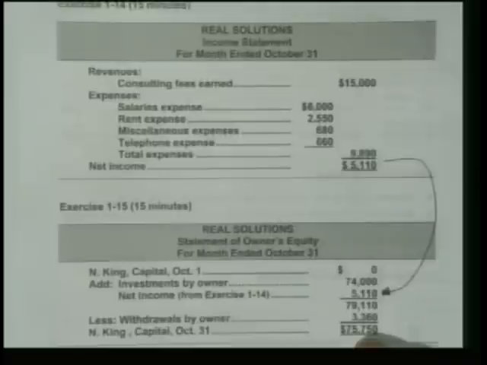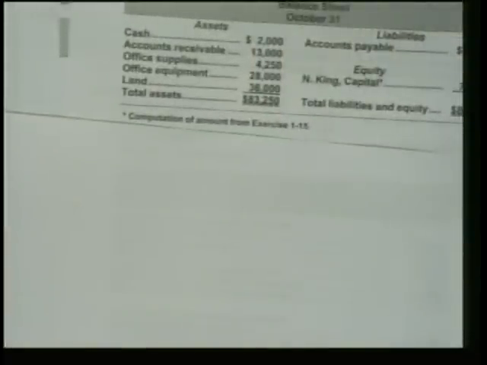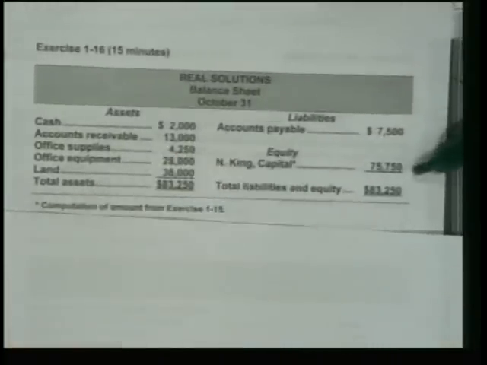The balance sheet. And what's the ending balance of capital? It's $75,750. If you look over here, right? The ending balance is $75,750 right here at the bottom, and that's going to flow over to your balance sheet. There it is right there. Okay, take a look at that. I'll let you check your numbers there real quick, then I'll have some comments about it.